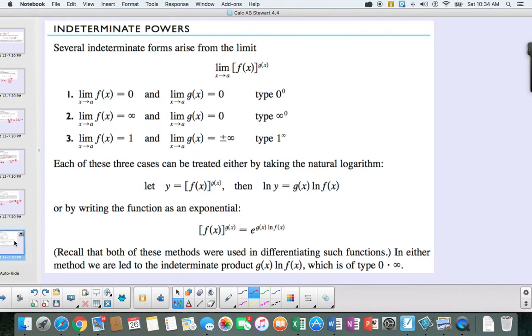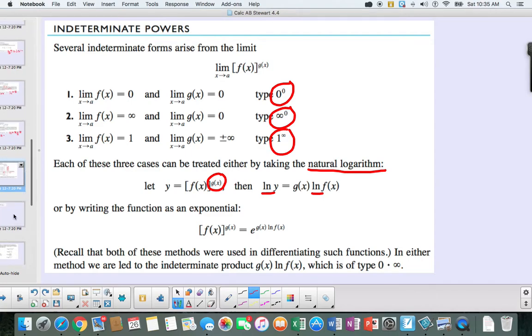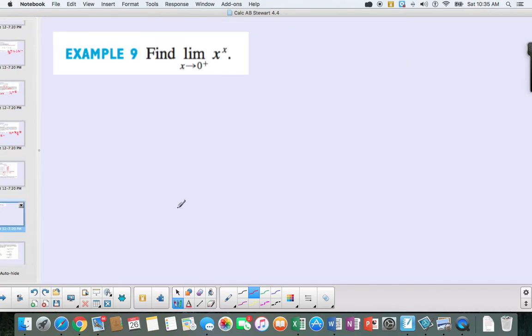The last type of indeterminate form is with powers, and that's when you have 0 to the 0 power, infinity to the 0 power, and 1 to the infinity power. Now to deal with this kind of limit, what we're going to do is take the natural logarithm. Why do we do that? Well, when you take the natural log of both sides, then you're going to be able to use one of the properties of natural log where you take the exponent and it becomes a factor, and now you're dealing with a product instead of a power. Okay, let's take a look at a problem in which I do that.